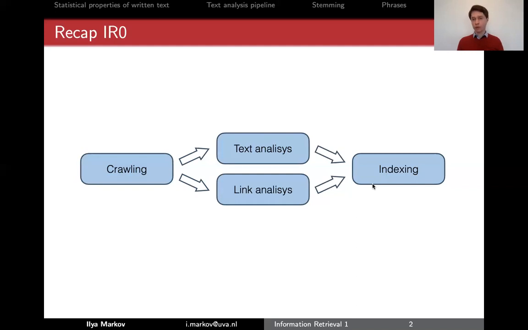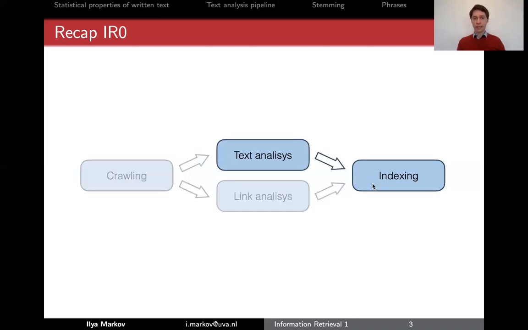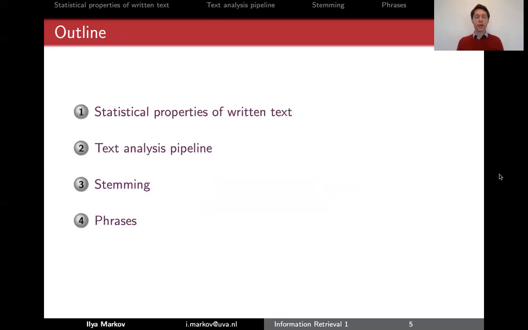But for this course, for IR1, we will only need text analysis and indexing, and that's what we will talk about in the next two sets of videos. So we will start with text analysis. Text analysis will be discussed in 4 different aspects. First, we will talk in general about statistics of written text. Then we will discuss the general text analysis pipeline, talk a little bit about stemming and a little bit about phrases. And that's all you will need to know at this point.